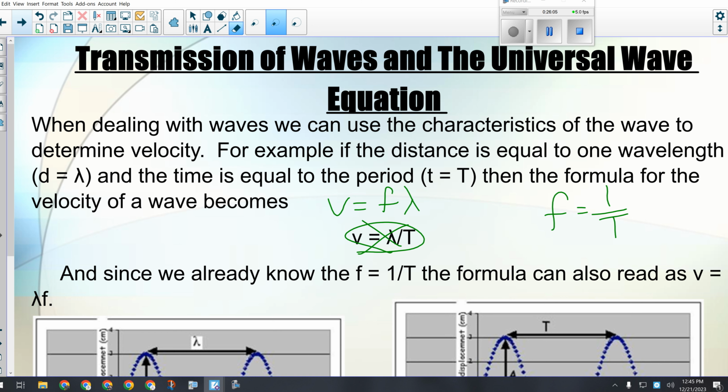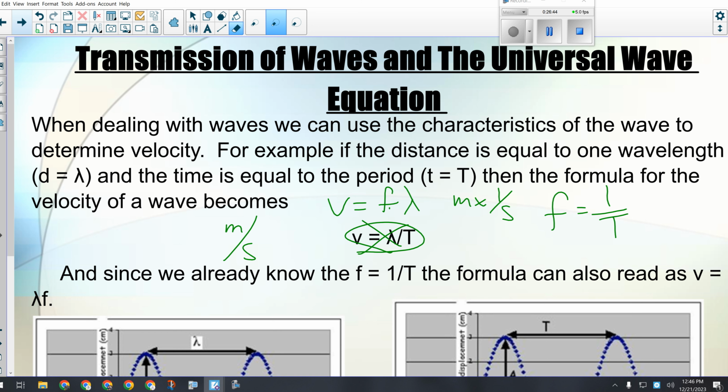When we look at the units here, just so we're sure, what are the units for speed supposed to be? Meters per second. What are the units for frequency? Cycles per second, or per second. And what are the units for wavelength? Meters. So if I go meters times per second, that's what hertz are, do I get meters per second? Same thing I get here.